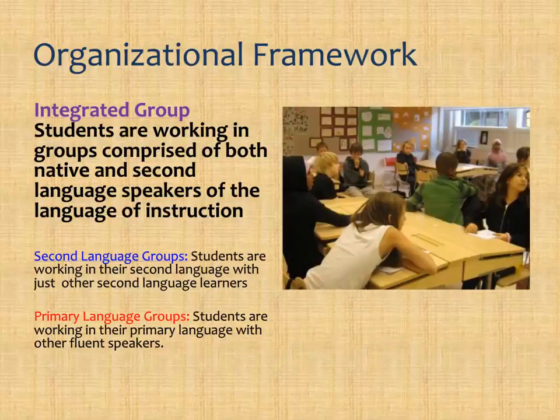While an integrated group is the most common setting, it is also the most difficult to teach well to meet the needs of all students. Integrated or linguistically mixed groups are the most challenging for teachers because instruction must be both comprehensible to the second language learners and sufficiently demanding for the native speakers.